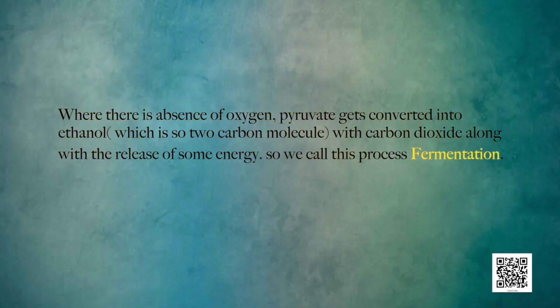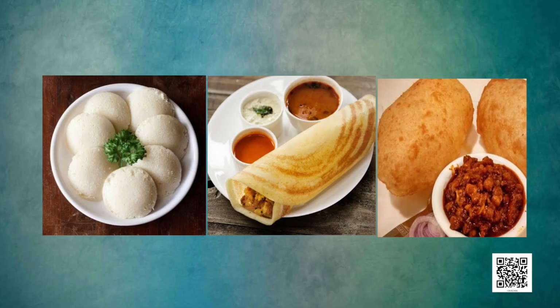Okay? For instance, if we can see at the top, if it's present in yeast or any other anaerobic organism, where there is an absence of oxygen, pyruvate gets converted into ethanol, which is a 2-carbon molecule, with carbon dioxide along with the release of some energy. Okay, so what do we call this process? We call it fermentation. You must be aware of fermented food like idli, dosa, chole bhature.